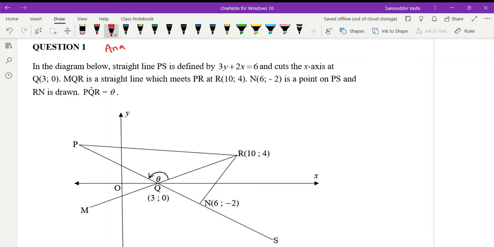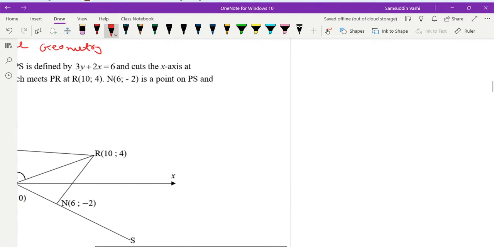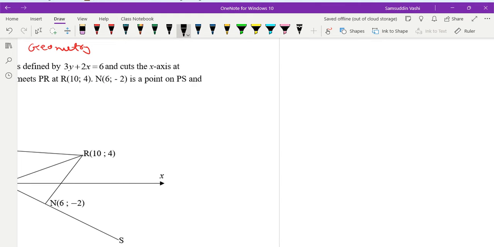Of analytical geometry. So in analytical geometry, first of all, we need to remember all the formulas, right? From grade 9 and 10. What is the first one from grade 9? Gradient. Gradient, small m, is equal to y2 minus y1 divided by x2 minus x1.